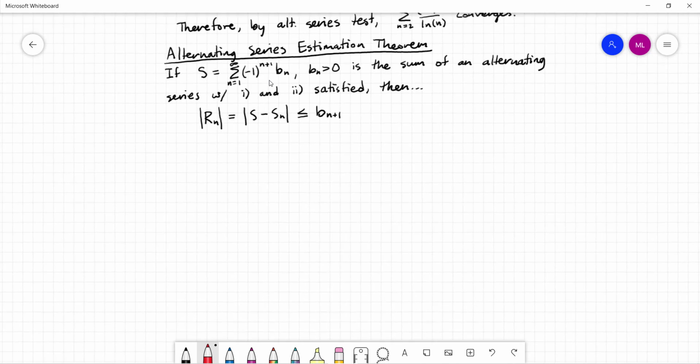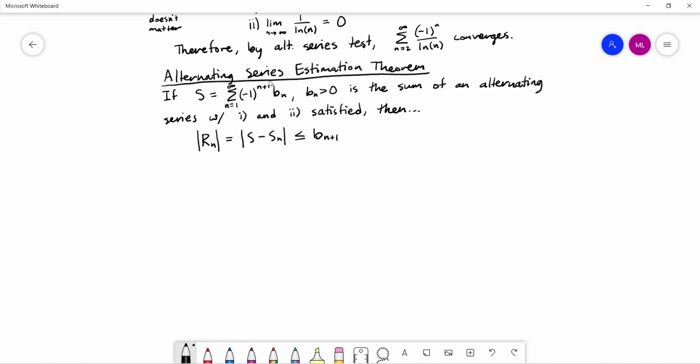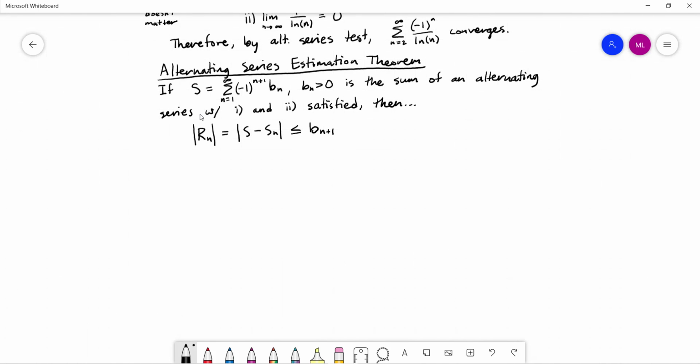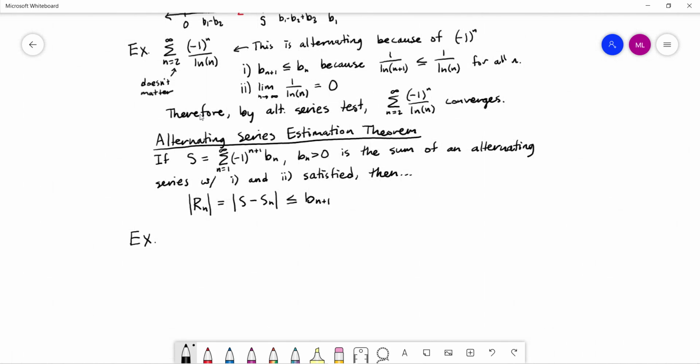That's all this alternating series estimation theorem is telling us: as we're going back and forth, we're going to be off in our sum by less than the length of the next arrow. So we can use this to approximate a sum up to a certain number of decimals, and figure out how many terms we need to include to have our estimate be within a certain number of decimals of the true value of s. So let's look at an example, and hopefully this picture makes sense.